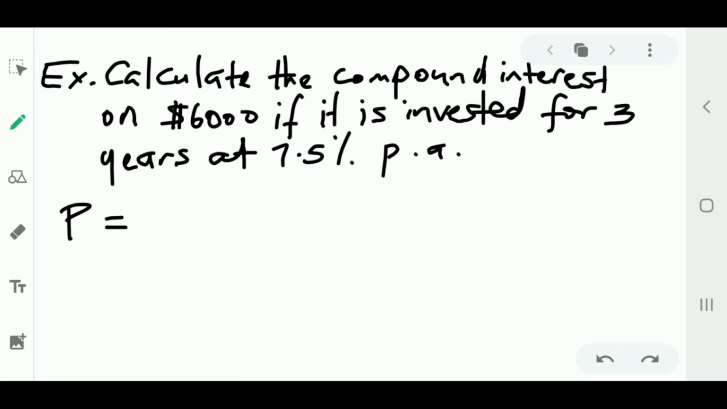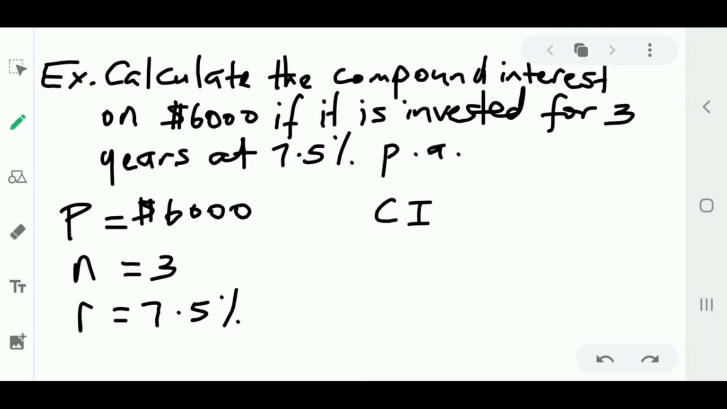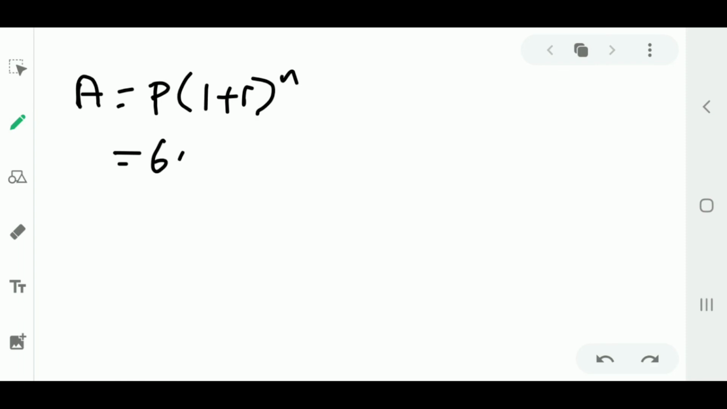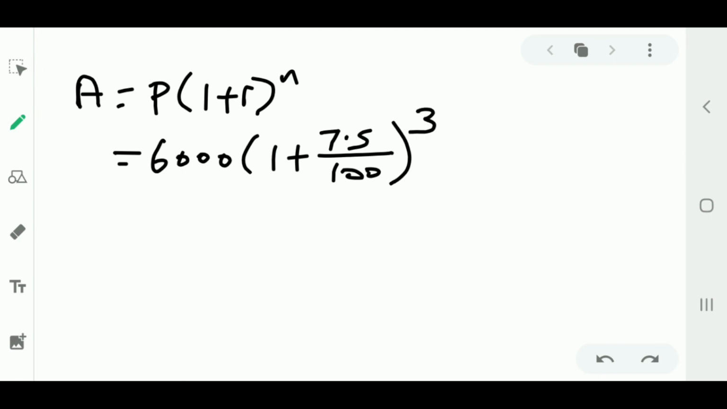So P is equal to $6,000, N is 3 years, R is 7.5%, and we want to calculate compound interest. So the first thing we'll do is write the formula. A is equal to P times 1 plus R to the N. So we know that P is 6,000, 1 plus R, which is 7.5%, which is the same as 7.5 over 100, raised to N, which is 3.